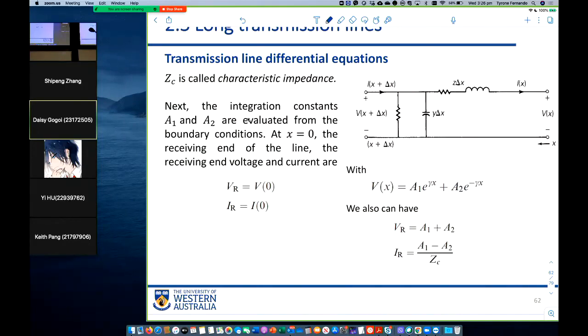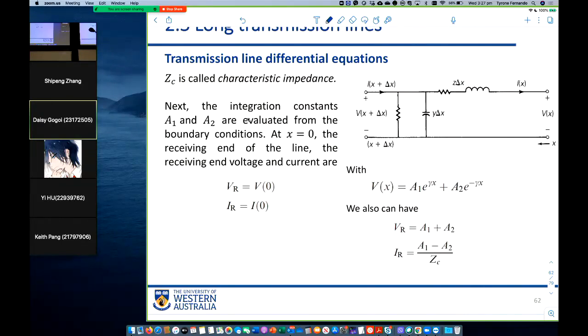So if I take the first equation, Vx is that. If I substitute x equal to 0, then I have on the right hand side A1 plus A2, right? And that must equal VR. That is my initial condition. And I can do the same because I have an expression for Ix. Then I0 is I1 minus I2 on Z, and that is IR. That's my initial condition. So you have two unknowns, A1 and A2, and you can solve for them.